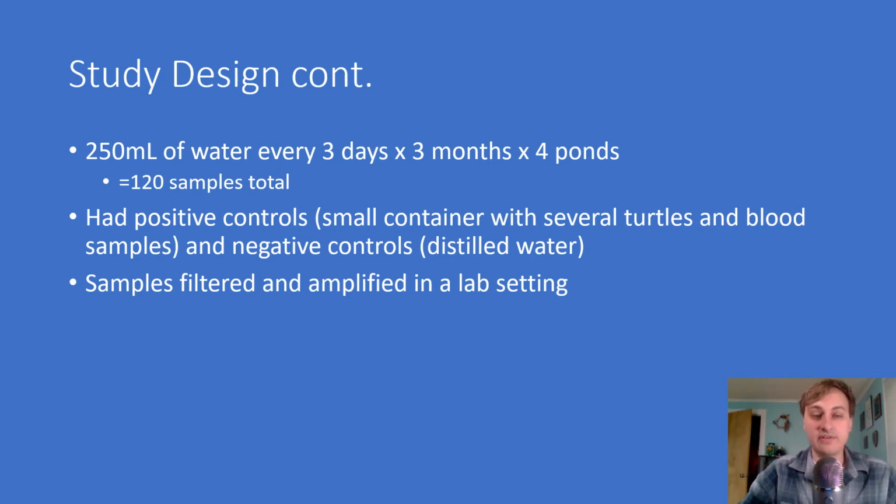They took 250 milliliters of water every 3 days from a random point in the pond for 3 months and 4 ponds. That was a total of 120 samples. An important thing when doing eDNA is having both a positive and a negative control, which they had. The positive control tells you that you are doing your technique right. In this case, it was a blood sample and also aquarium water, so that should amplify in the lab.